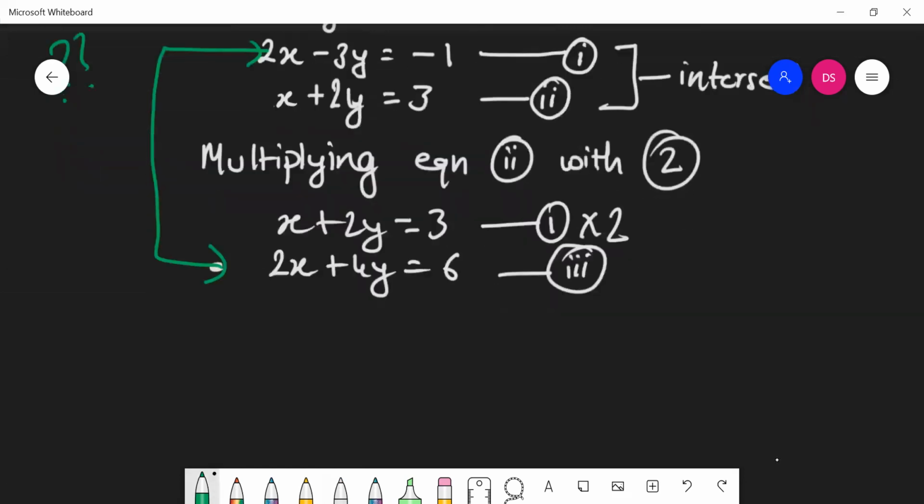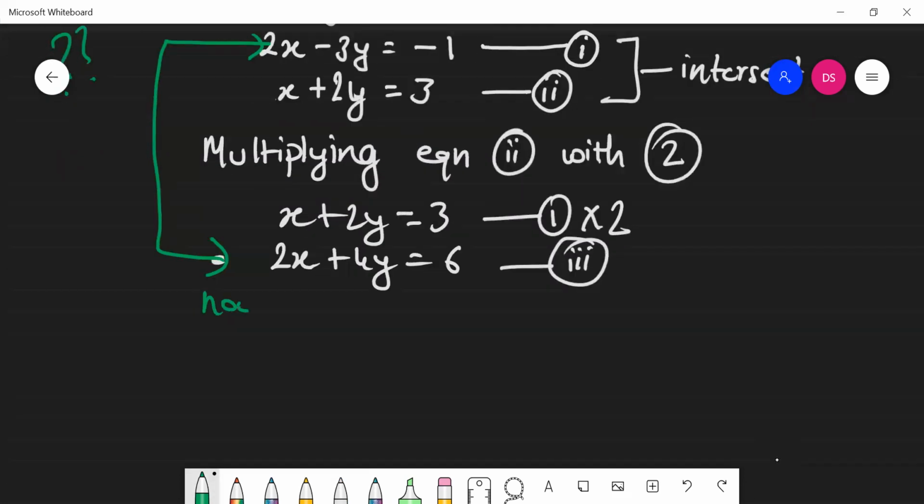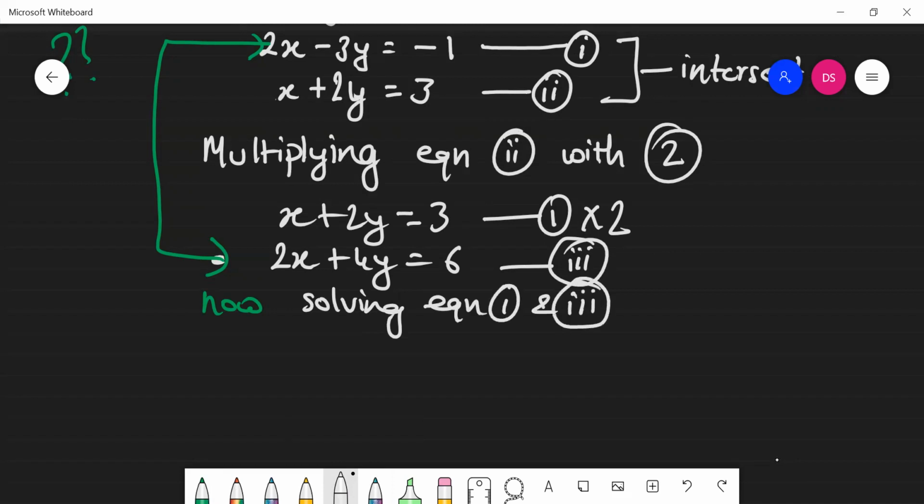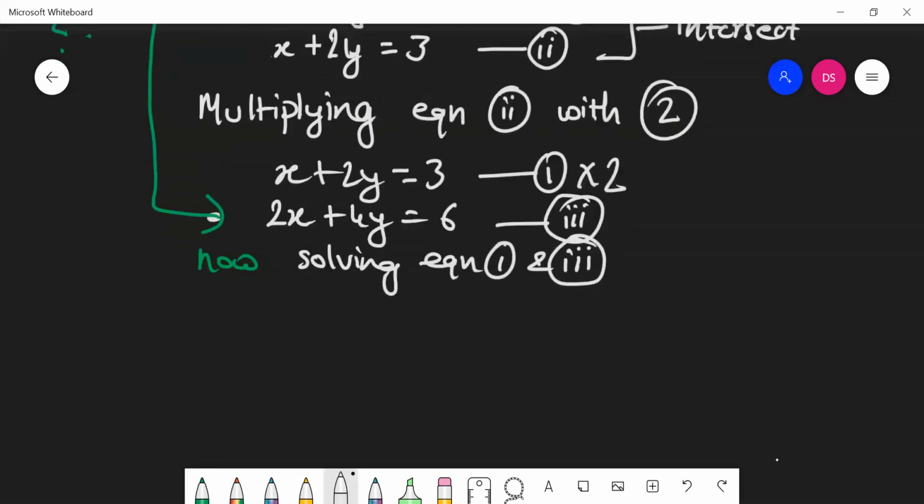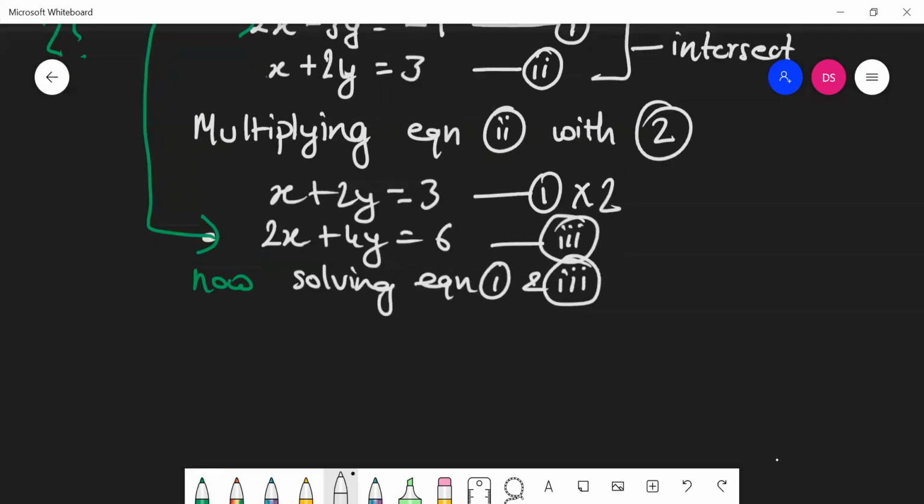Now what I'm going to do is solve equation 1 and 3, not 2, because 3 is the changed form of 2. So now I'm going to write equation 1 as 2x minus 3y equals minus 1, and 2x plus 4y equals 6.